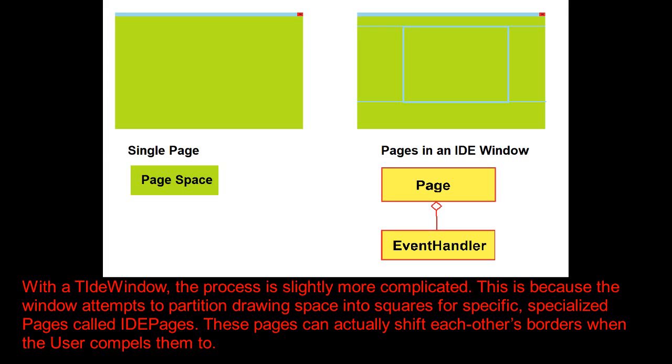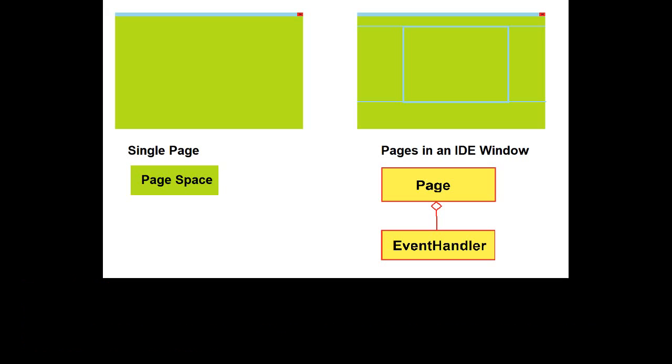With a TIDE window, the process is slightly more complicated. This is because the window attempts to partition drawing space into squares for specific specialized pages called IDE pages. These pages can actually shift each other's borders when the user compels them to.